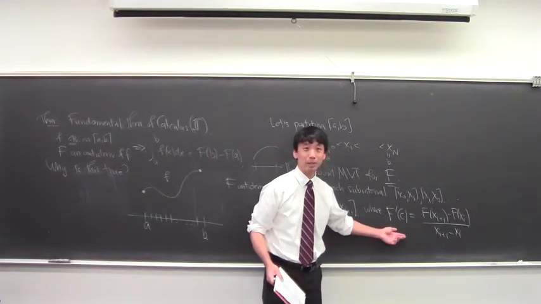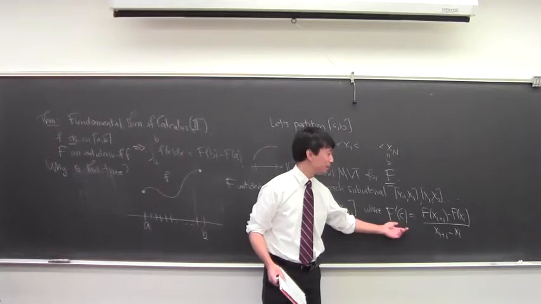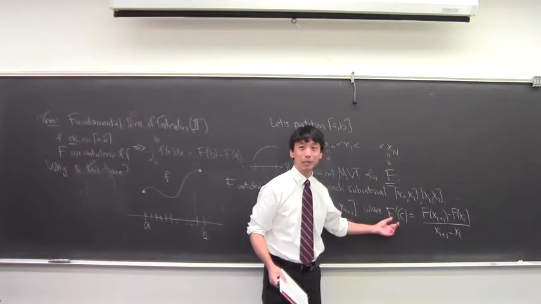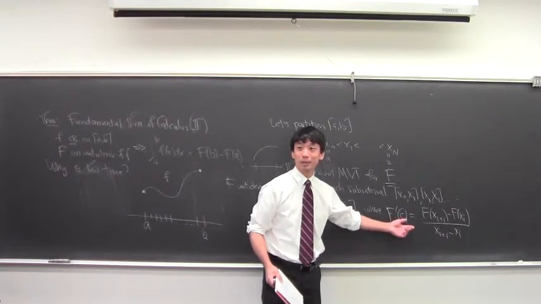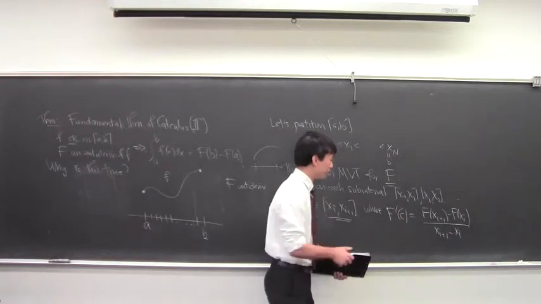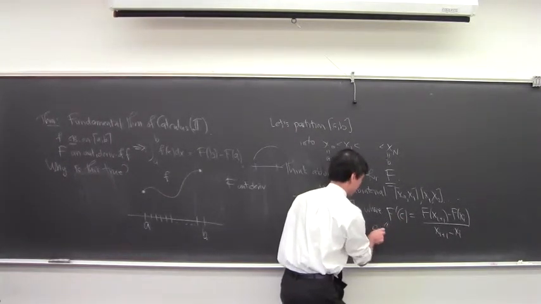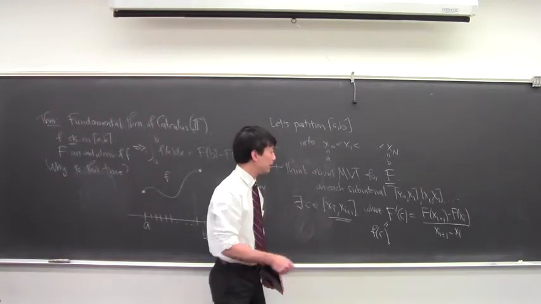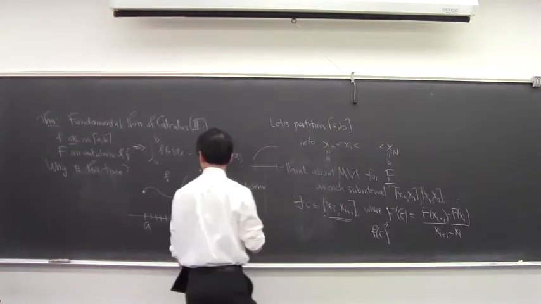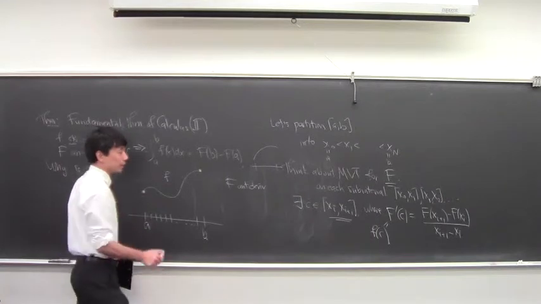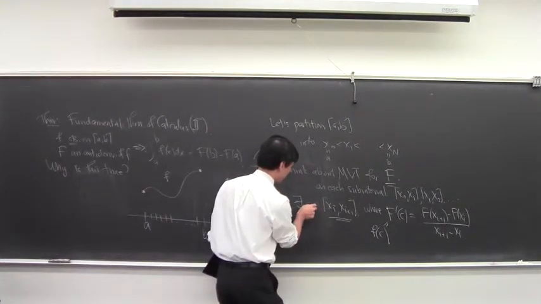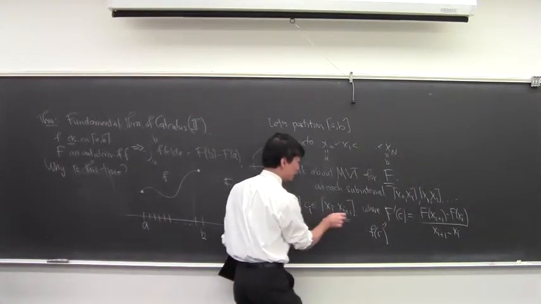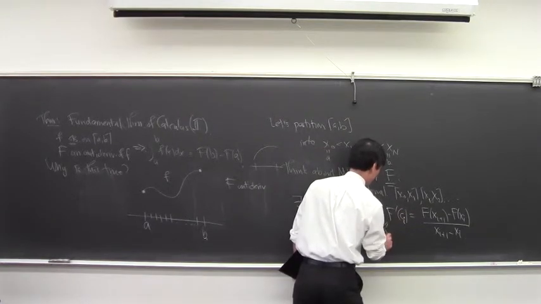Does anyone want to say anything about this? That's capital F prime of c on the left, it's not just lowercase f. Okay, so in each interval this happens. Actually, let me call these c sub i, because there's one for each interval, c sub i.